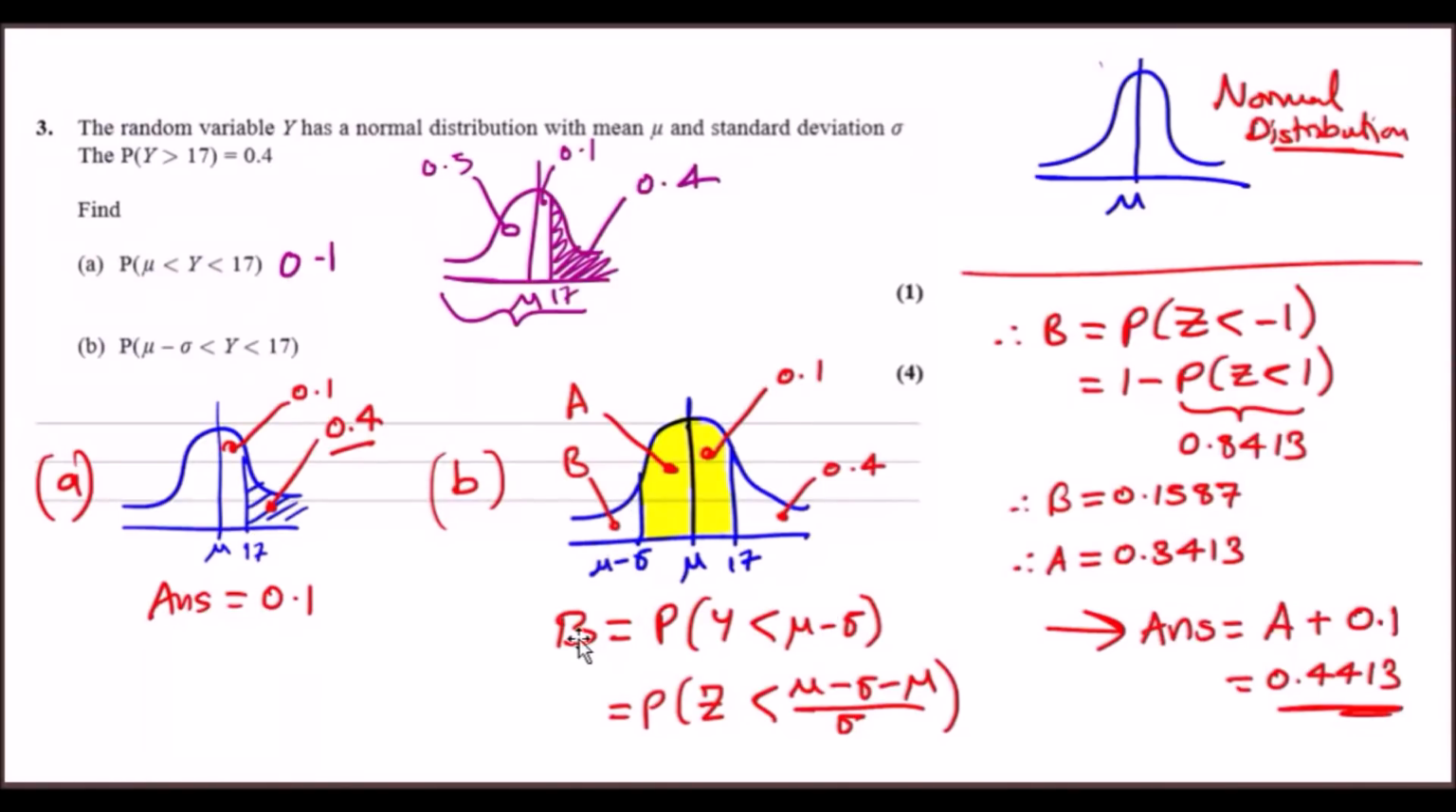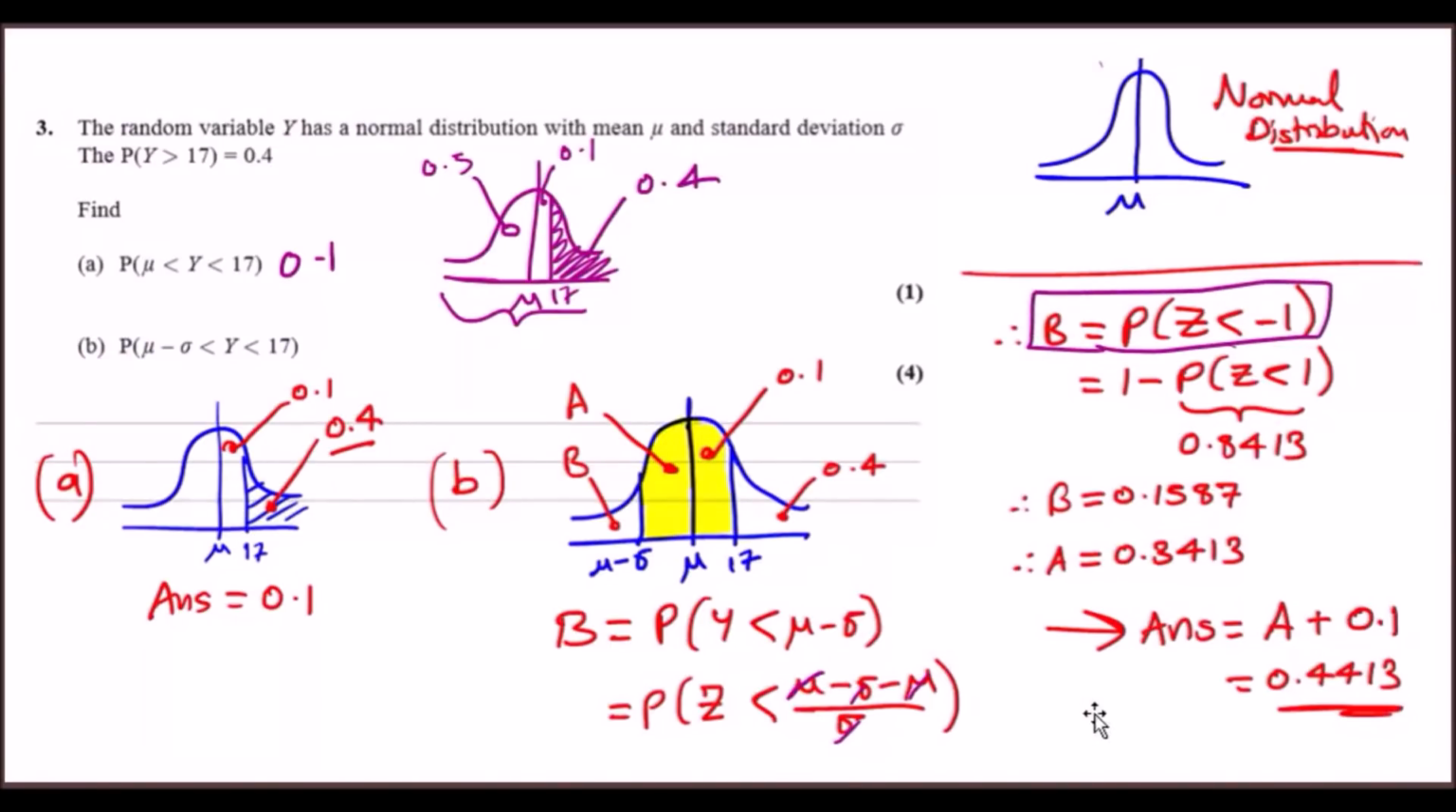So to do this, you find the probability that y is less than mu minus sigma. And then, of course, transform it to the z form, where you firstly do the variable minus the mean over sigma. And then you can realize that we can simplify, because you've got mu take away mu, which cancels out. Then you're left with minus sigma over sigma, which again cancels out, and you're left with minus 1. Now that's the easy bit.